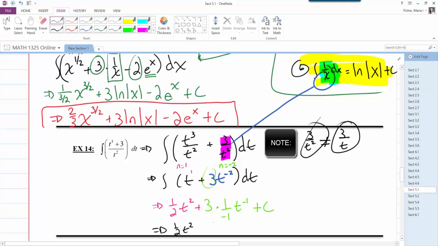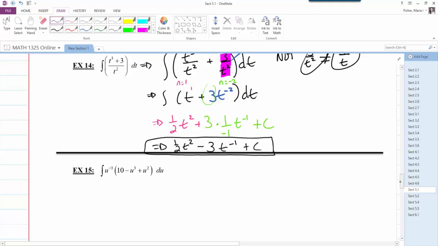3 times 1 over negative 1 is just going to be minus 3. T to the negative first plus c. Number 15, u to the negative third times 10 minus u to the third plus u to the second.